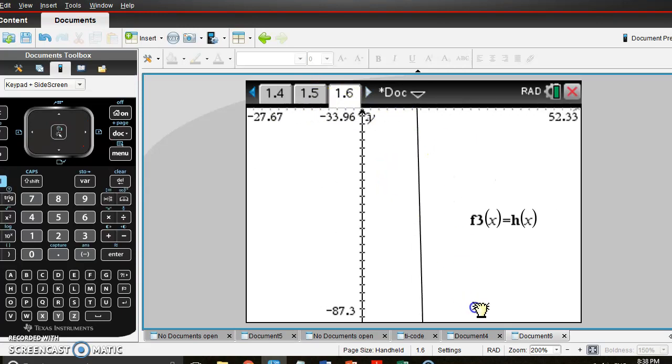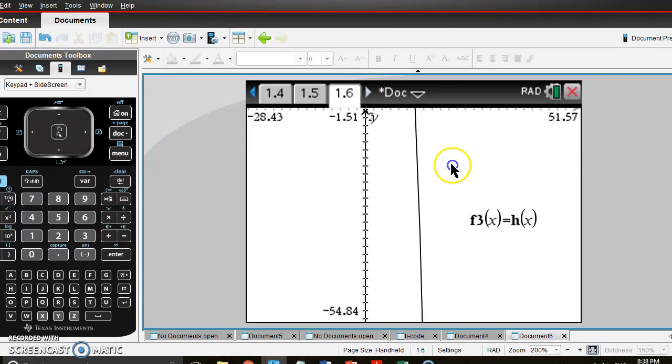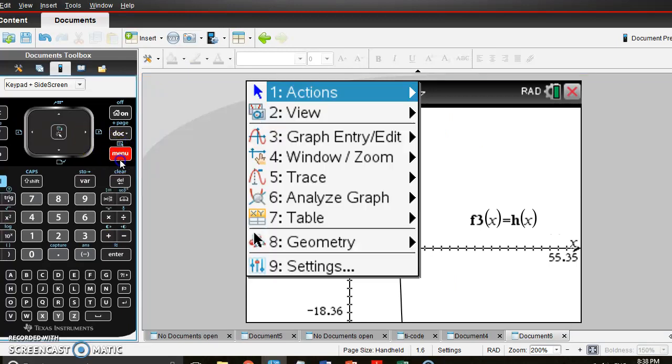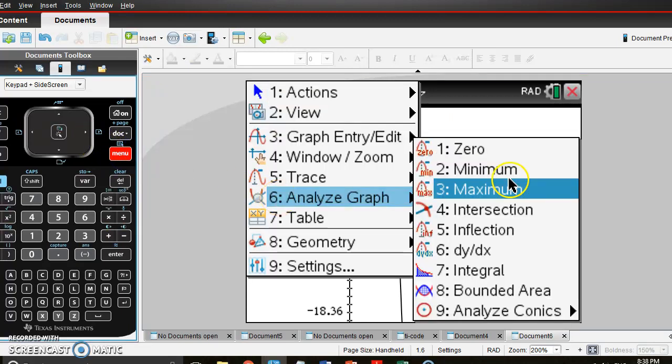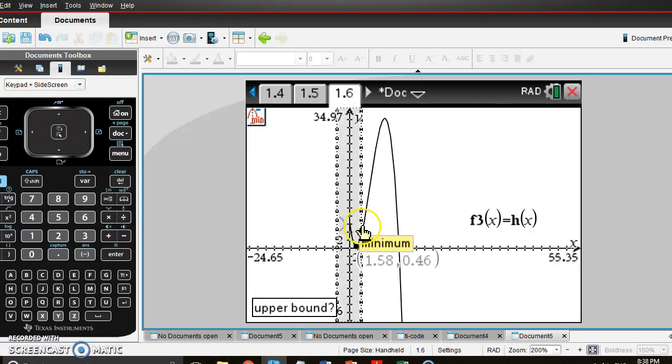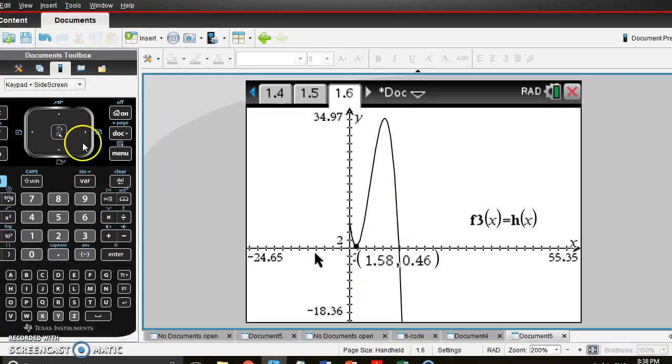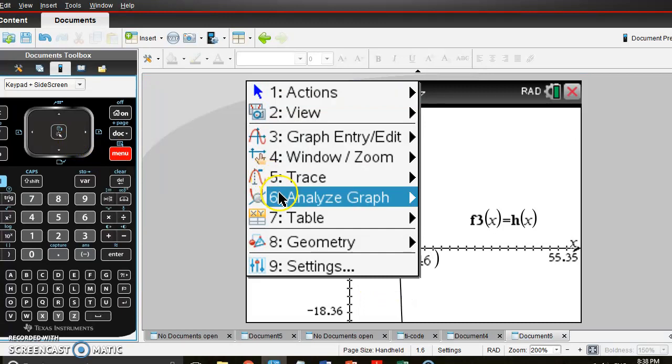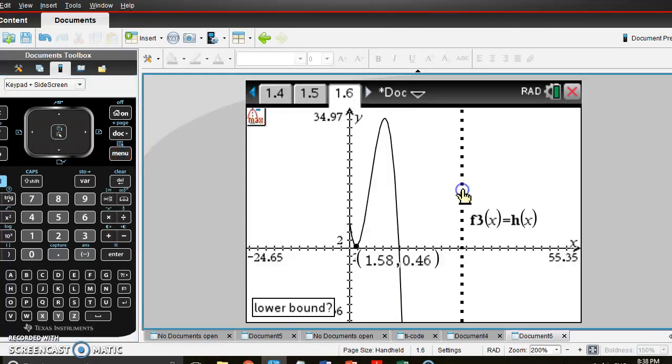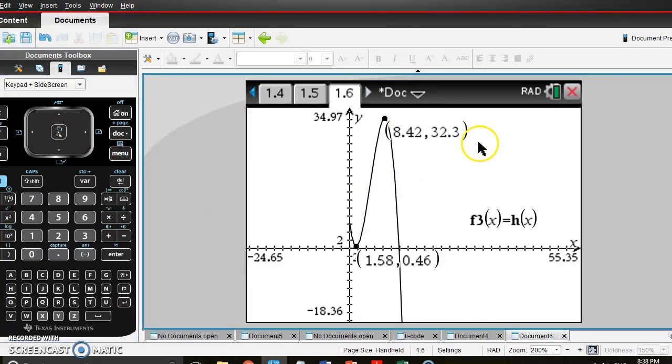So we are moving the graph. So we'll go menu, analyze graph, minimum between here and here, and there's one of our turning points. Analyze graph, maximum between here and here, and then we've been putting that down as well. At this point, I think that's about as accurate as you can get with a cubic. We haven't done calculus, which will cover that and give us exact values.